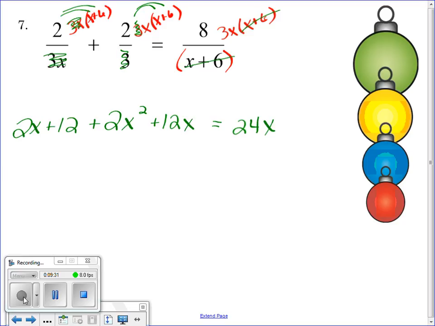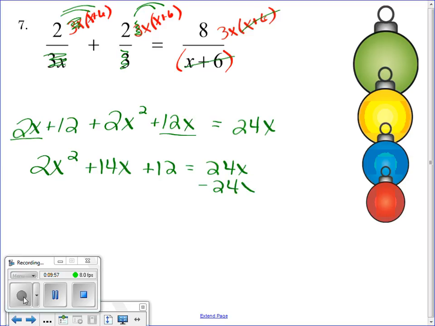All right, so let's go ahead and clean it up a little bit. We have a 2x squared. And then 2x plus 12x. One step at a time here, Noah. Plus 12 equals 24x. I have an x squared. How do I solve this? There it is. I got to set it equal to 0. So I need to subtract the 24x.